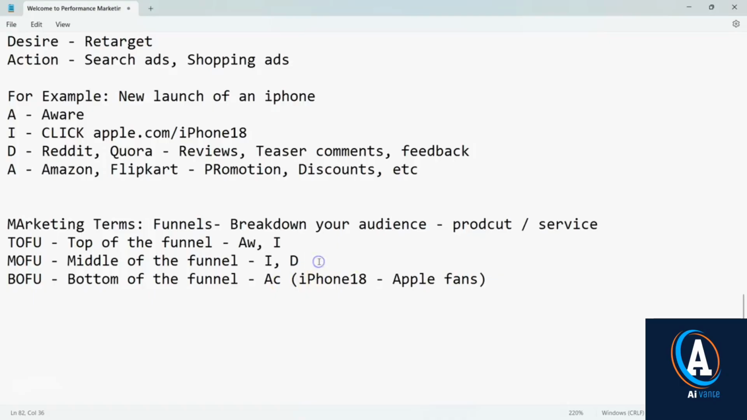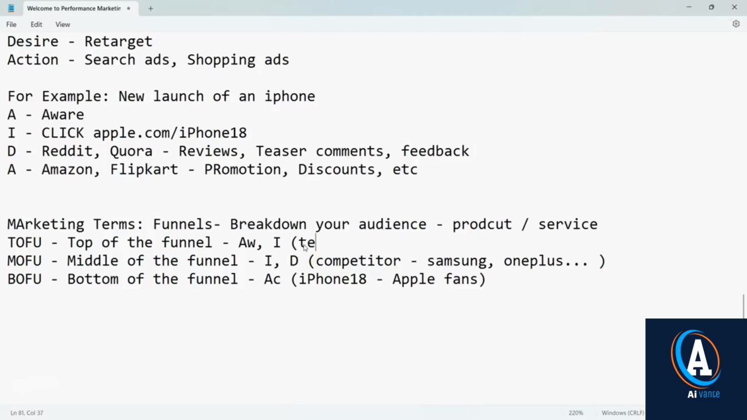When will we look at middle of the funnel? People who are already eyeing your competitor brands. I don't need to mention who the competitors are here. It could be Samsung or OnePlus, etc. When you're targeting these people, you are basically saying, I want to snatch away people from the competitors because of the kind of features or colors or cameras I'm using, and show more interest and desire towards me as a brand, that is iPhone 18, in the middle of the funnel. That is what I will be focusing on.